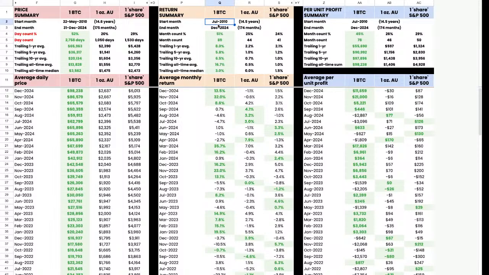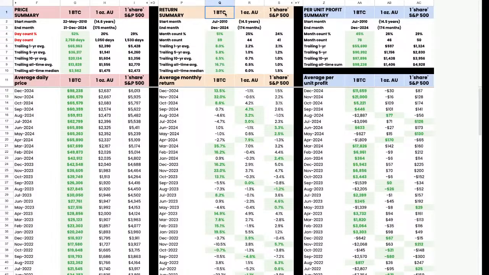Why is it July and not June? It's because I need a full month on a full month to do this work. So it's full month end July. That's when we start to do this. So we got 174 months here, not counting June, not counting a little bit of May 2010. That's 14 and a half years, so a little bit less when we do this return summary, because we got to start somewhere.